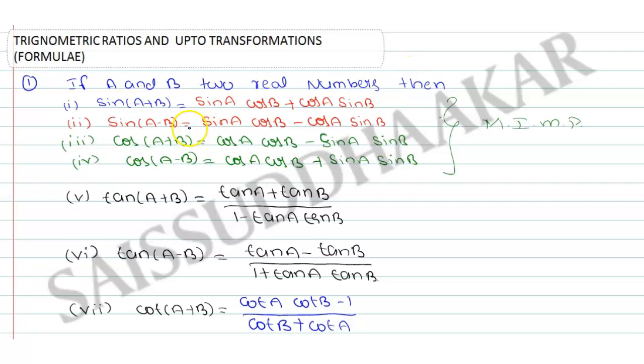Then formula number 1: sin of A plus B is equal to sin A cos B plus cos A sin B. And second formula: sin of A minus B is equal to sin A cos B minus cos A sin B. Third formula: cos of A plus B is equal to cos A cos B minus sin A sin B. Fourth formula: cos of A minus B is equal to cos A cos B plus sin A sin B.